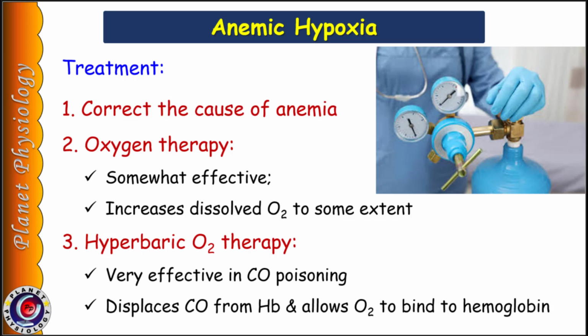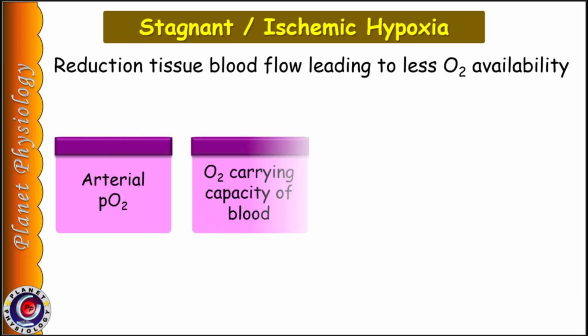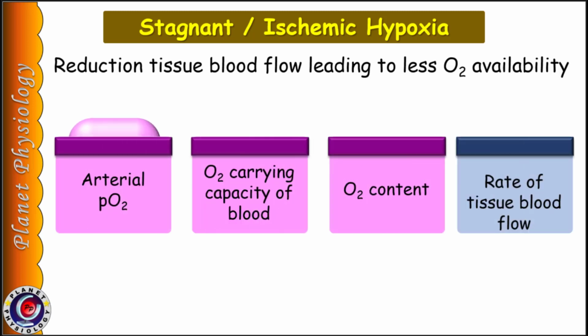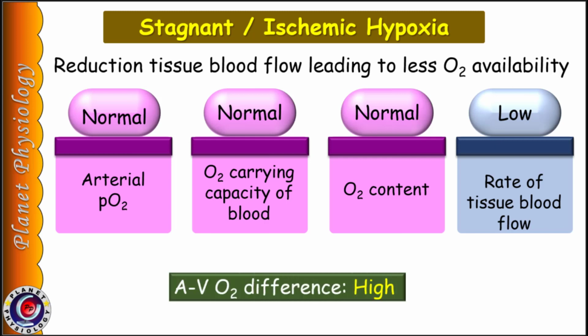The third type of hypoxia is stagnant hypoxia, which is also sometimes called as ischemic hypoxia. Here, hypoxia develops due to decreased blood flow to the tissues. Arterial PO2 as well as oxygen carrying capacity of the blood are normal. Since blood flow is sluggish, tissues extract more and more oxygen from the available blood and hence arteriovenous oxygen difference is high.